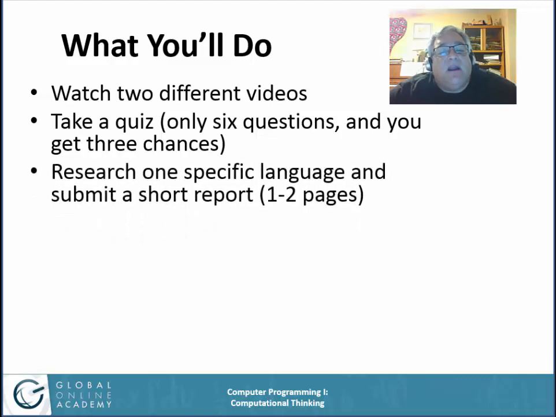You're each going to be researching one specific language. I'll give you a choice of about 8 or 10 of them, and submit a short report that answers a few questions about the language, when and where it was created, who used it, some of the features, and so on. So you'll have to do a little bit of digging about a specific language.